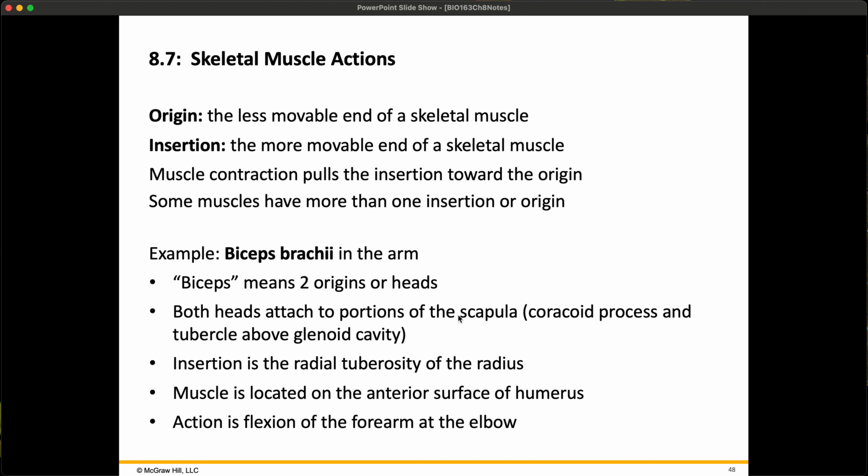Its two attachments are on the scapula, the coracoid process, and the supraglenoid tubercle. So it's just a fun name to say. It has those two heads that start up at the shoulder blade, and then the insertion is on the radius in the forearm. The belly of the muscle runs across the humerus, the bone in the upper arm, and one of its main actions is to flex the forearm at the elbow, but it also does shoulder flexion and some rotation of supination and pronation in the forearm because it crosses all of those joints. So whatever joint a muscle is crossing, it will have actions at that space.